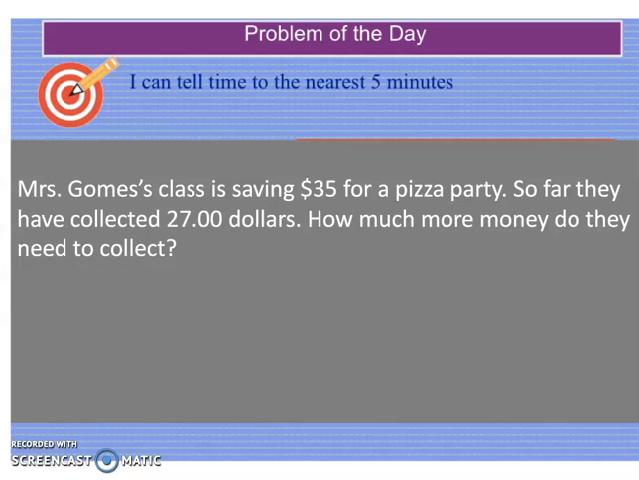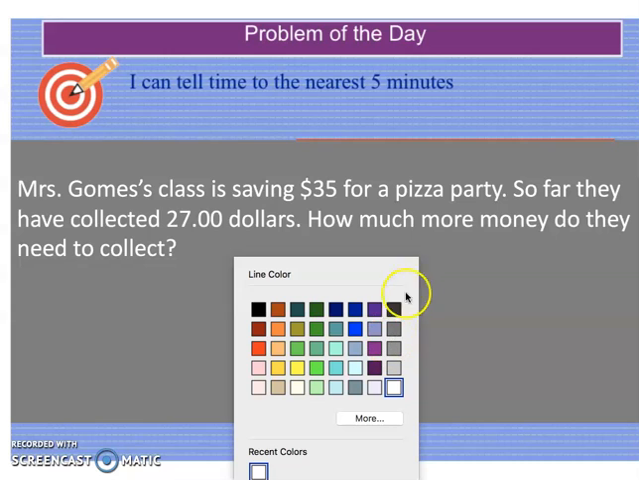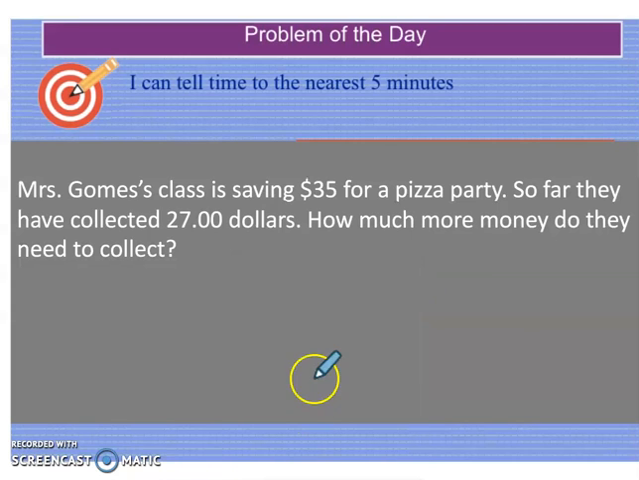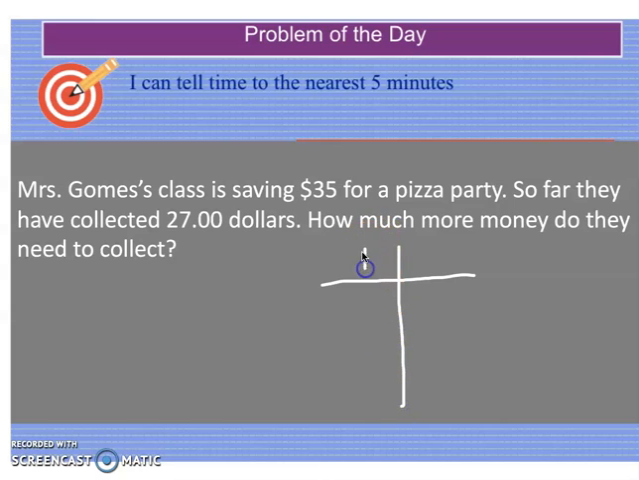First, as we look at the problem, it is clear that we're going to have to subtract because we want to find out how much more money they need to collect. So far, they have collected $27, and so we're going to subtract 27 from 35. Let's do our tens and ones frame. Then we're going to make our little T here for our tens place, and O for our ones place. And so we place the number 35. And from that, we're going to subtract 27.